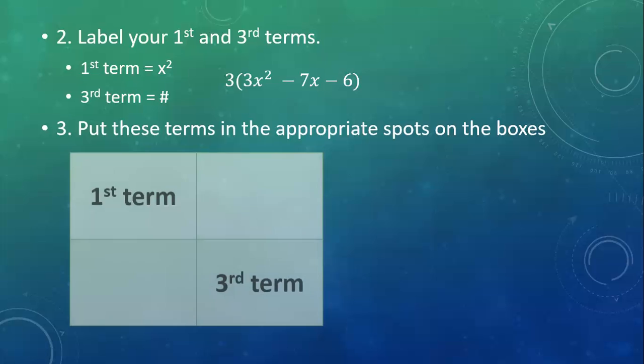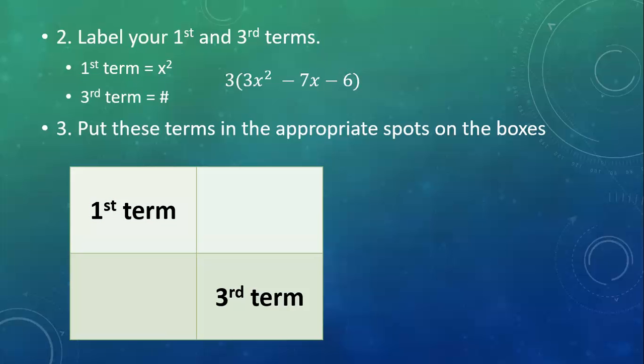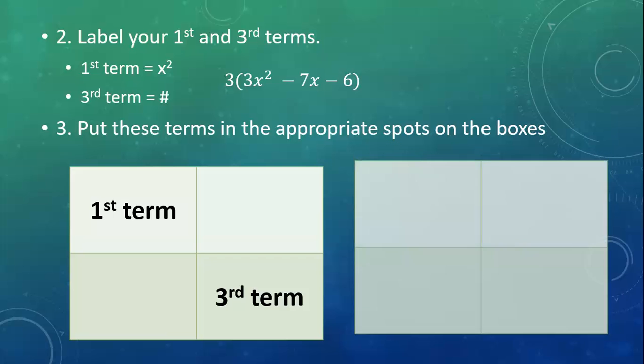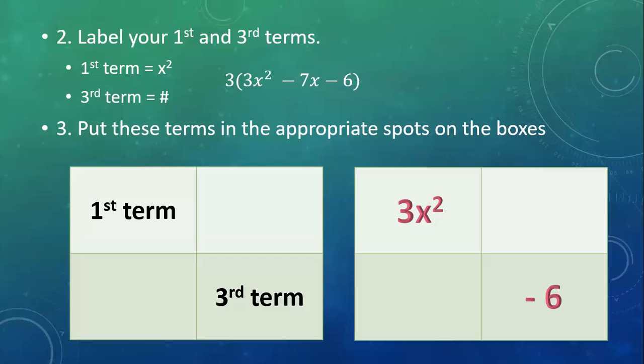You want to put these terms in the appropriate spots on a box. So you're going to make a quadrant, and it is going to be your first term and third term in the respective diagonal. So we put 3x squared in the upper left, and then we put negative 6 in the bottom right.